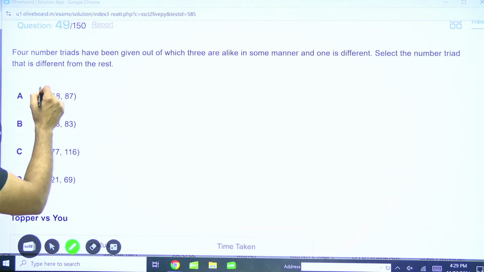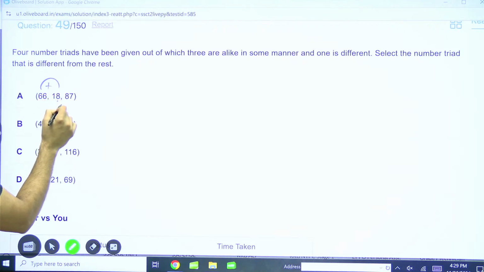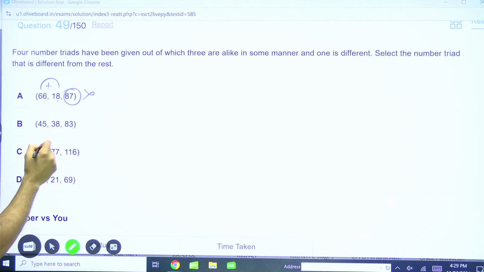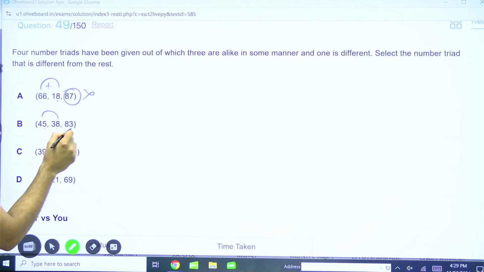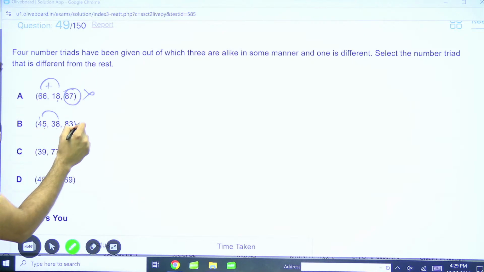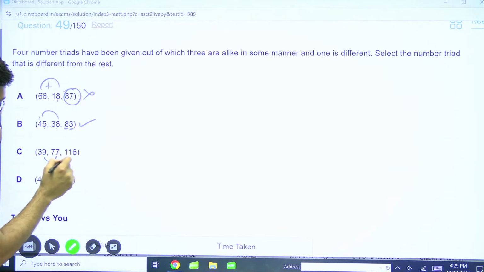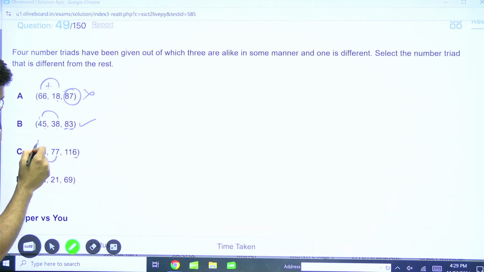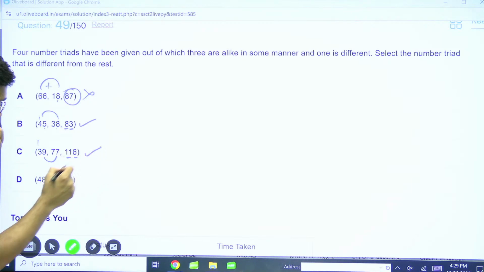Okay, adding both these, 8 and 6, 4. No, we cannot get this. Adding both these numbers, 8 and 5, 3. Okay, 4 and 1, 5 and 3, 8. Okay, we are getting this. 9 and 7, 6. Okay, 1 carry over here. 3 and 1, 4. 4 and 7, 11. Okay, we are getting this. 8 and 1, 9. 4 and 2, 6. Okay, we are getting this.